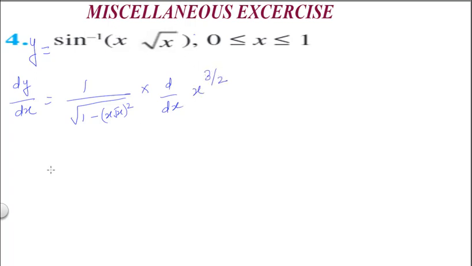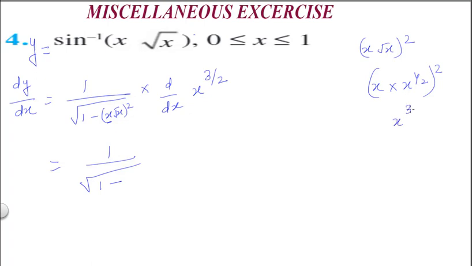So power is 3 by 2. Now this can be solved as 1 upon under root 1 minus, see it is x, so we are solving actually x under root x whole square. See carefully, it can be written as x into x to the power half whole square, which can also be written as x to the power 3 by 2 whole power is 2. 2 and 2 getting cancelled, we are left with x cube.